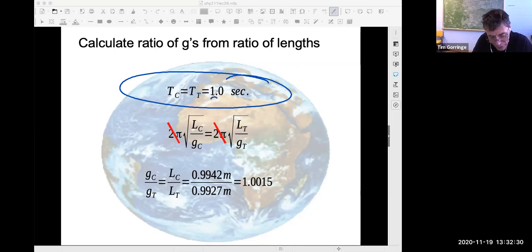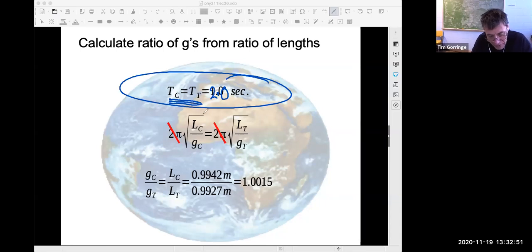I should have written 2 here, really, but it doesn't matter. The period of the Cambridge pendulum and the period of the Tokyo pendulum are the same. This is the important thing. Those 2 pendula's periods are the same. They beat out the same time.